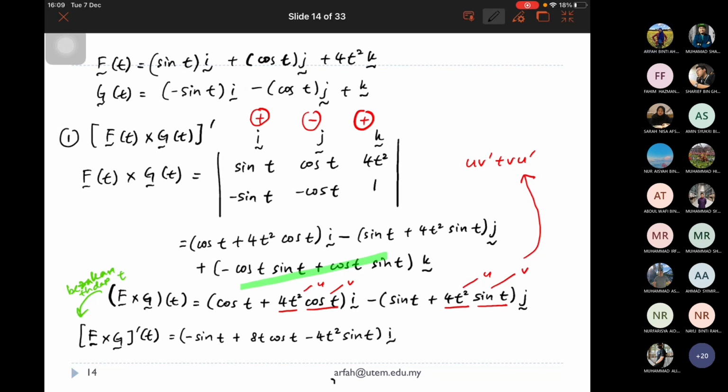I. Untuk J? Betul? Itu J cos t tambah 8t sin t tambah 4t squared cos t. Okay, betul. 4t squared cos t. This is for J. So betul. Thank you Faris Richard. Yang lain dapat sama dengan kawan awak. That is the answer.